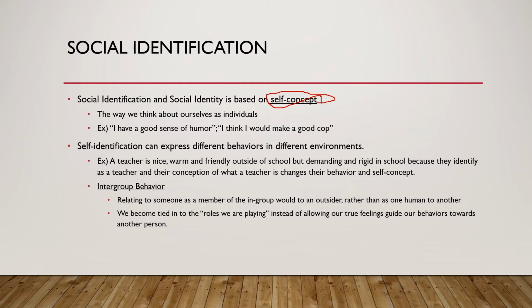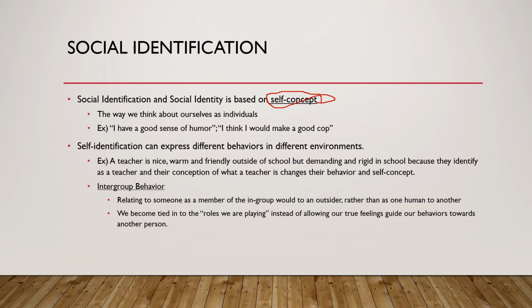And self-identification can really express its different behaviors in different environments. So for instance, a teacher may be warm and nice and friendly outside of school, but demanding and rigid in school because they identify as a teacher, and their particular conception of how those norms should play out in terms of behavior changes their behavior and self-concept.